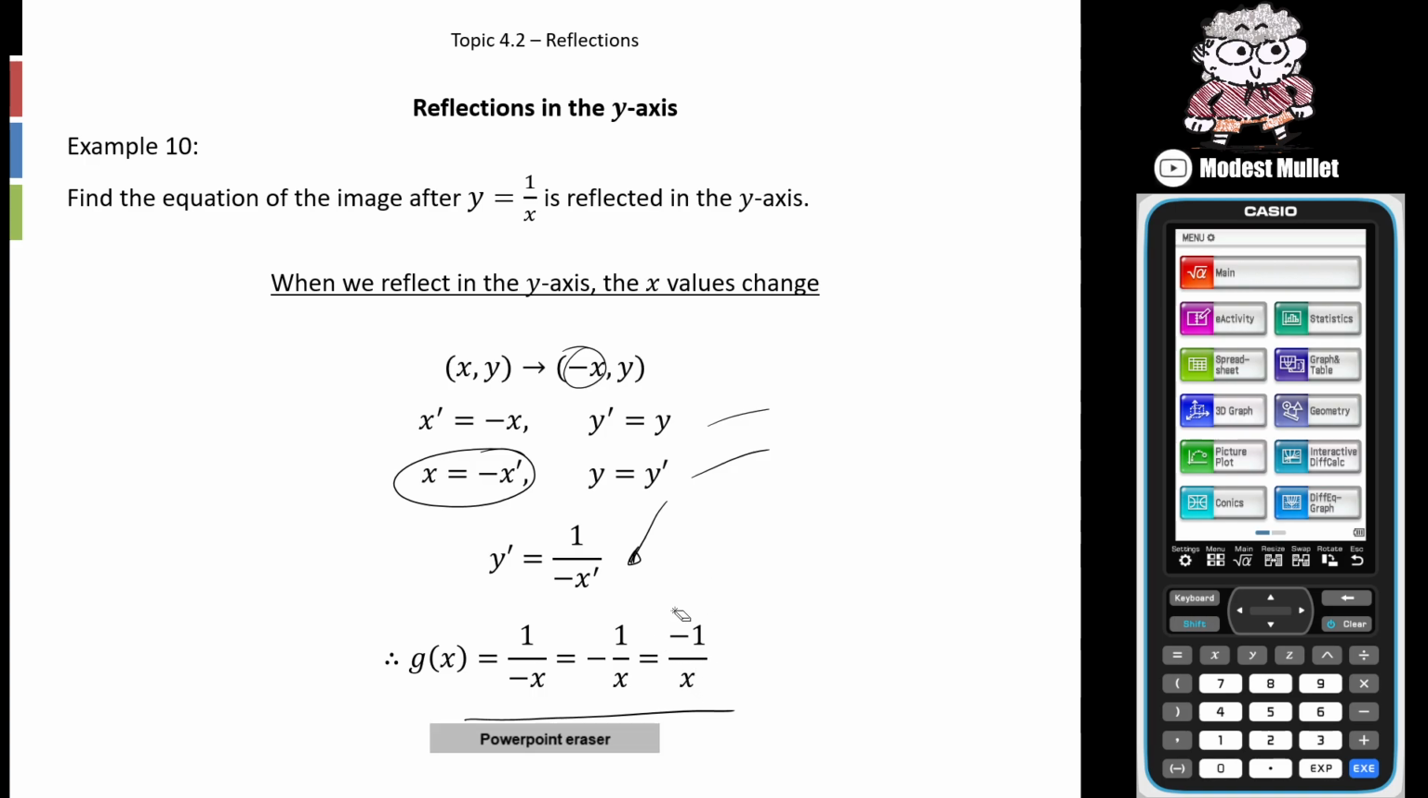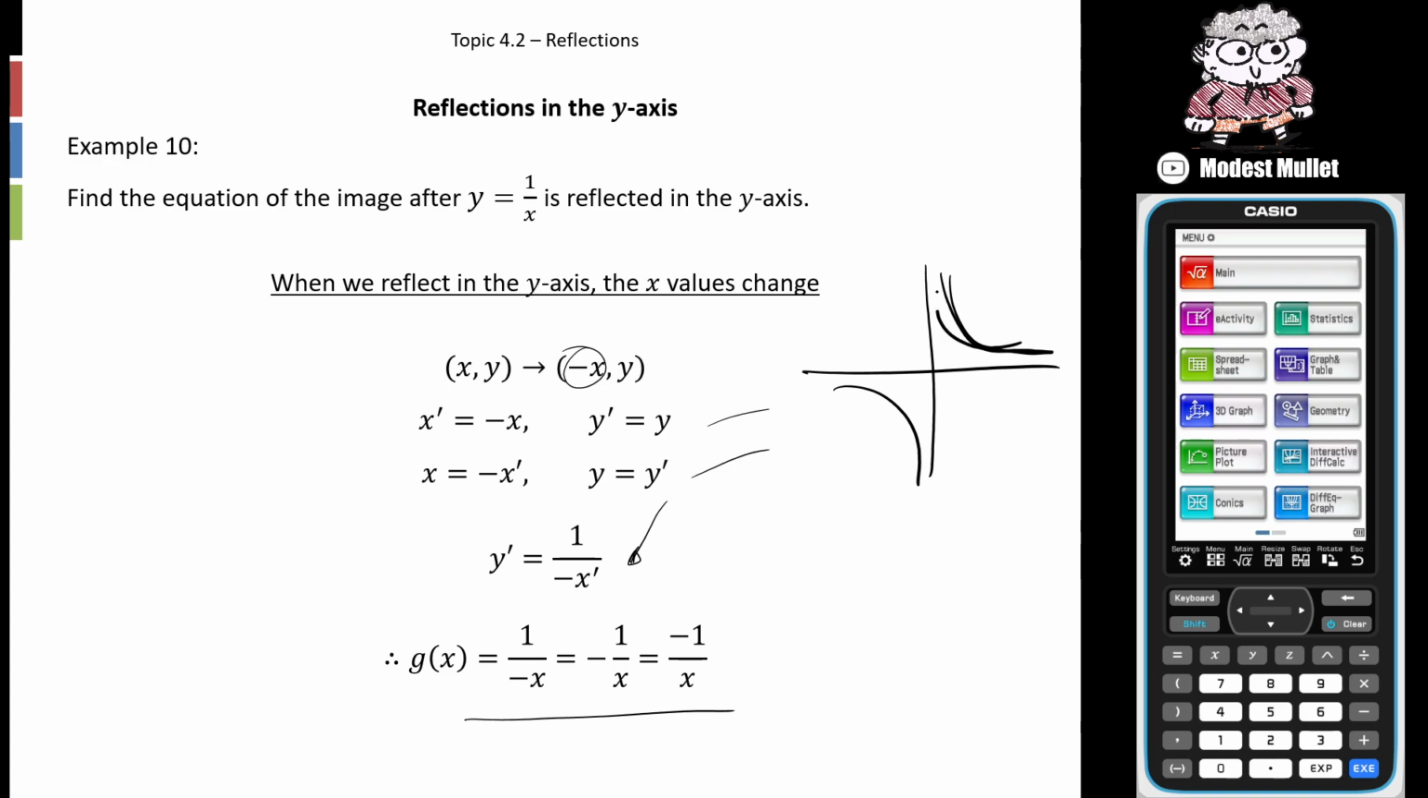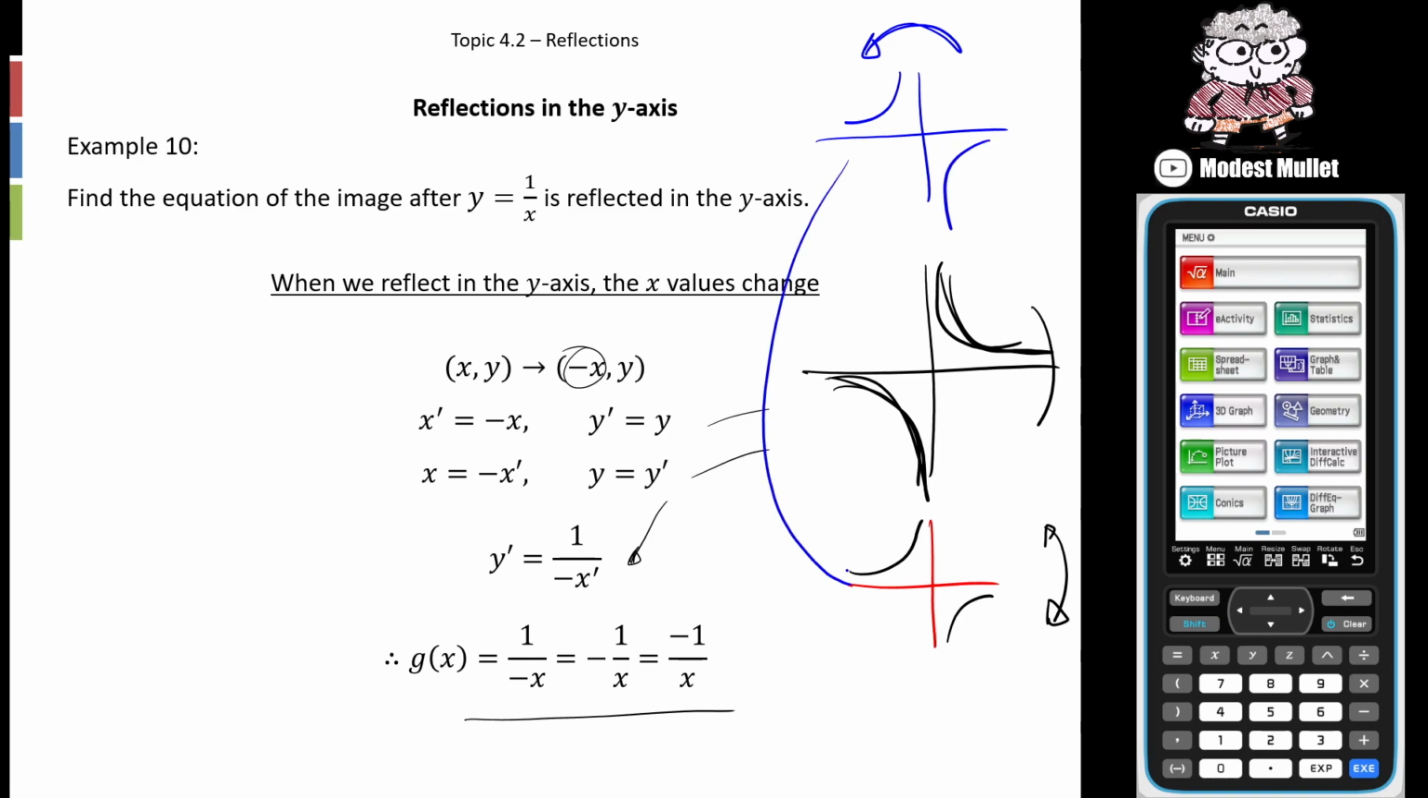All of those are the same, and that's a key thing to recognize about the hyperbola. Because 1 on x is a hyperbola, it looks like this. If we reflect in the x-axis, if we flick this way, we end up like that. But if we reflect about the y-axis, so if we are flipping it this way, we end up with, look at that, those two are actually the same.